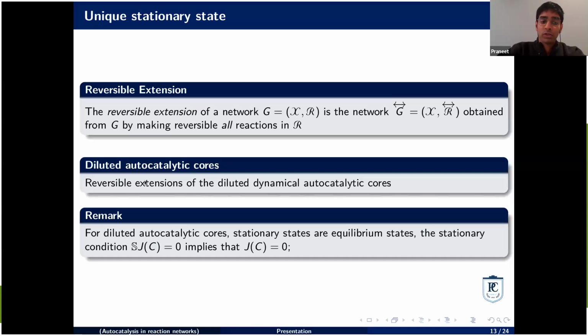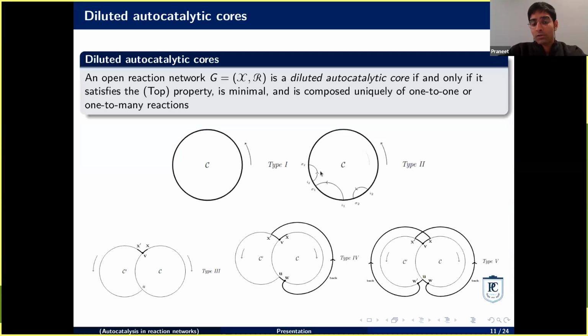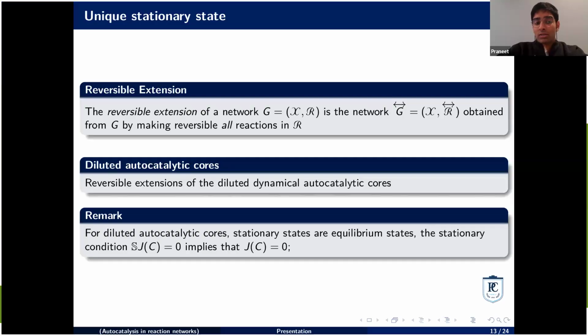And from now on, we will refer to diluted autocatalytic cores as the reversible extensions of the five cores that you see here. So all the one-to-many reactions, specifically these reactions which are doubling, are made reversible. All the other reactions are already one-to-one, so they can be reversible or irreversible, it doesn't matter. And this kind of structure is called the diluted autocatalytic core.